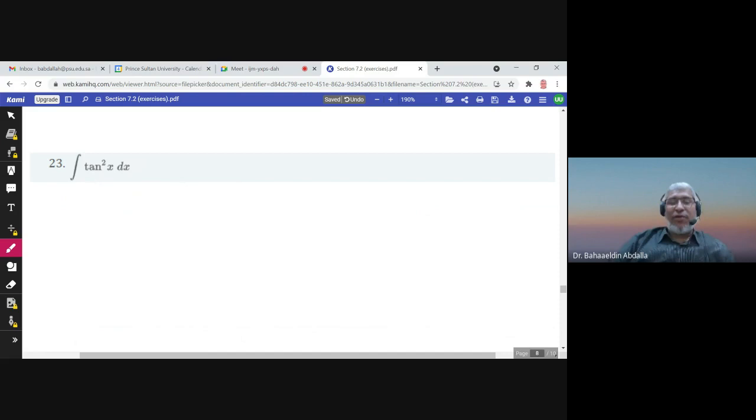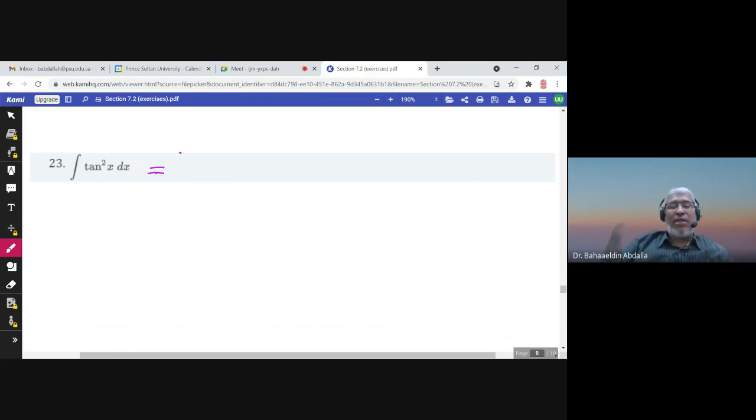Tan square. Well, the power of tan is not odd. So this is the third case. And the third case, if the power of tan is not odd and there is no secant with even power, so you have to think of something. Work by your own.